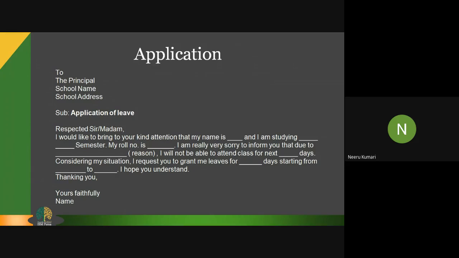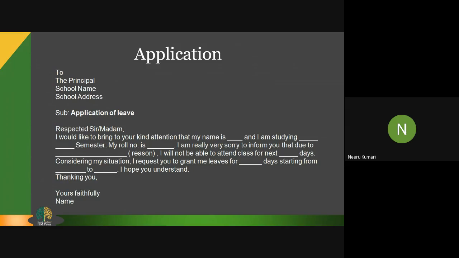So I would like to bring to your kind attention that my name is so and so, and I'm studying so and so course in dash semester. My roll number is dash. I'm really very sorry to inform you. Here is the purpose that you are going to convey. So I'm really very sorry to inform you that due to dash reason, I'll not be able to attend class for the next 5 days, 6 days, 2 days, or maybe from so and so date.